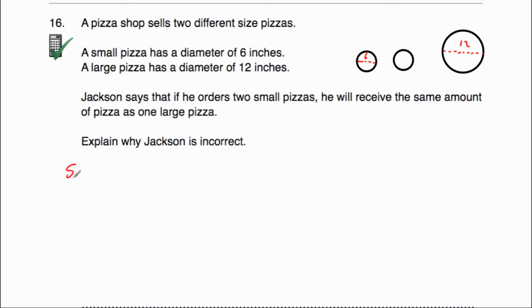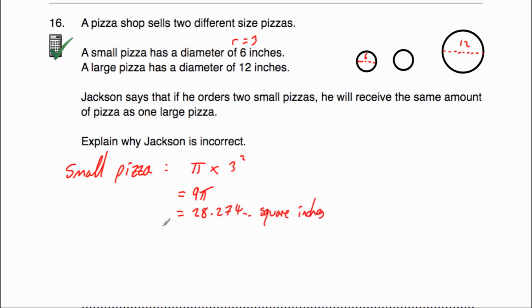So let's find the area of the small pizza. To find the amount of pizza he would receive, let's find the area of the top of the pizza. Let's assume that the pizzas have the same thickness. The area of the small pizza would be pi times the radius. Now the radius of the small pizza would be 3 inches, so 3 squared. And pi times 3 squared, well, that's going to be pi times 9, so 9 pi. So that's equal to 9 pi, or 28.274 and so on square inches. So that's the area of the small pizza.